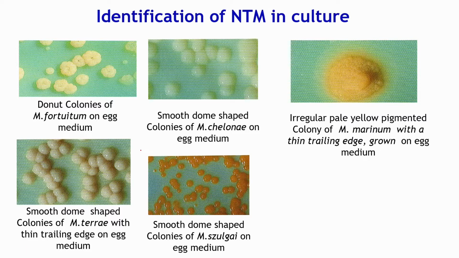They appear in different shapes, sizes and textures. For example, M. fortuitum on an egg-based medium shows donut colonies, whereas M. szulgai on egg-based medium shows smooth dome-shaped colored colonies, whereas M. marinum shows irregular pale yellow pigmented colonies, and so on.